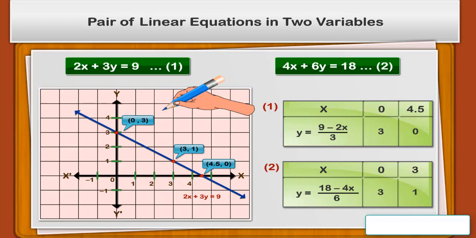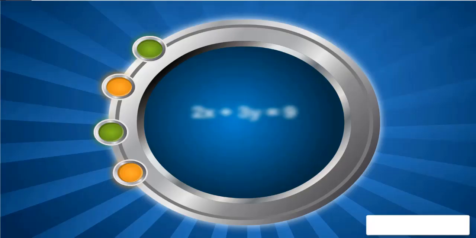We plot these points in a graph paper and draw the lines. We find that both the lines coincide. This is so because both the equations are equivalent, that is, one can be derived from the other. This is the geometric representation of the situation given in the question.